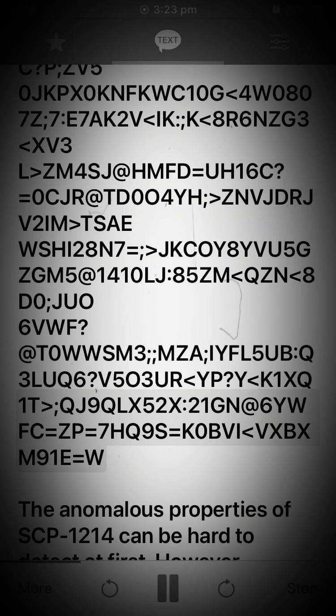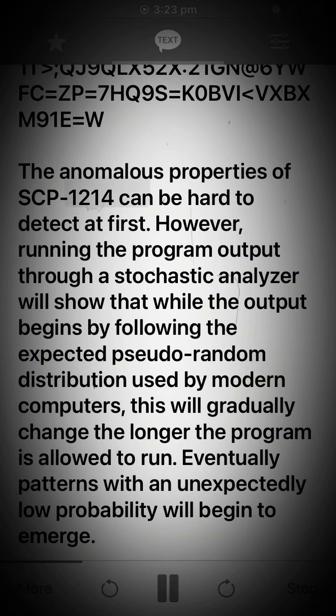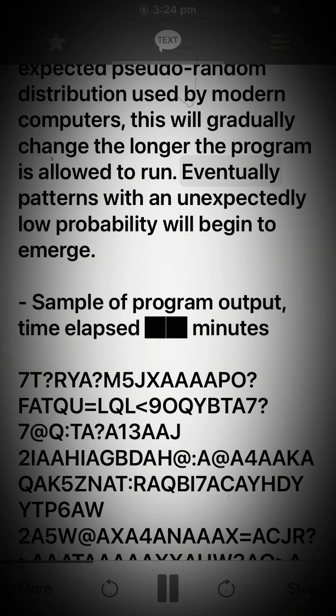The anomalous properties of SCP-1214 can be hard to detect at first. However, running the program output through a stochastic analyzer will show that while the output begins by following the expected pseudo-random distribution used by modern computers, this will gradually change the longer the program is allowed to run. Eventually, patterns with an unexpectedly low probability will begin to emerge.